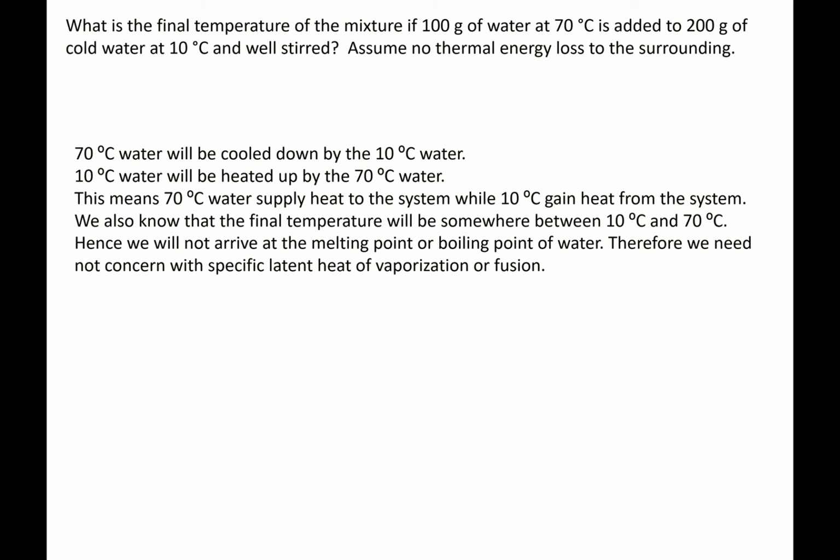So this is what we know so far. The 70 degrees Celsius water will be cooled down by the 10 degrees Celsius water. Or we also can say the 10 degrees Celsius water will be heated up by the 70 degrees Celsius water. Now you look at the numbers here, we know that the temperature has to lie between 10 degrees Celsius and 70 degrees Celsius. Why is it important to take note of such things? Because if your final temperature is more than 70 or less than 10, please relook again.